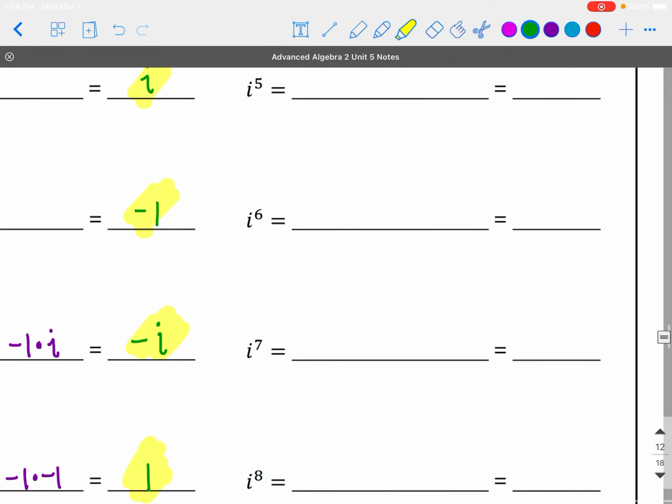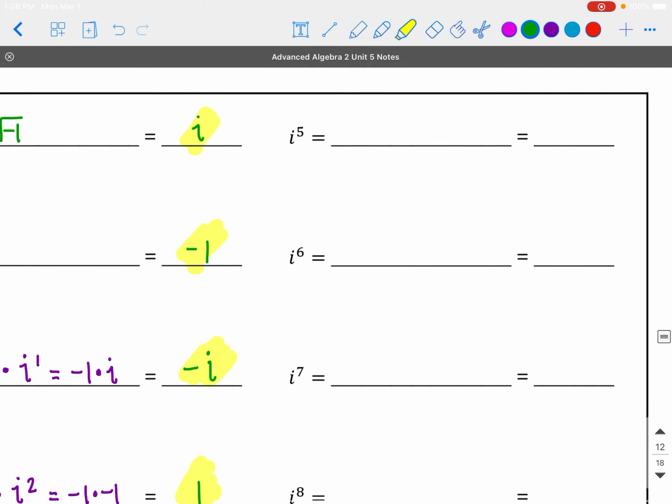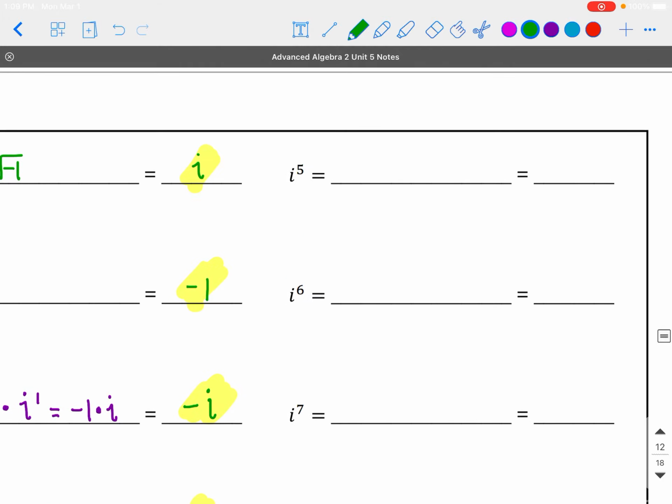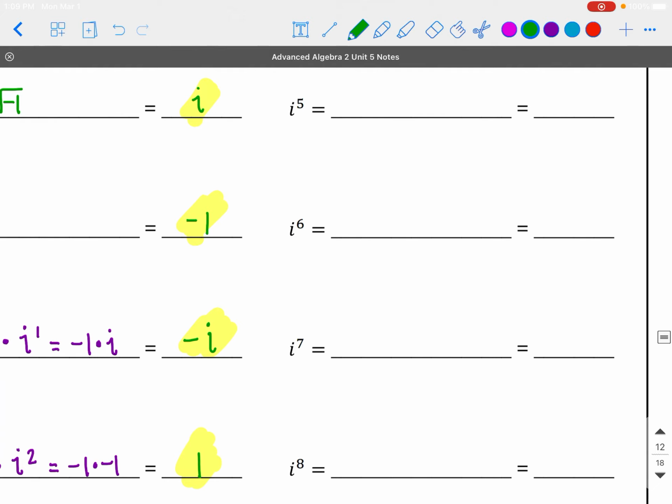Okay, so i to the fifth. Once we start getting up a little higher, you can always follow this same pattern. So actually, let's do the even ones first. So i to the sixth. We can always do i squared in parentheses and then raise that to some other power. And that power would have to be 3, because 2 times 3 is 6. So that's the same thing as having negative 1 to the third power, which is negative 1.